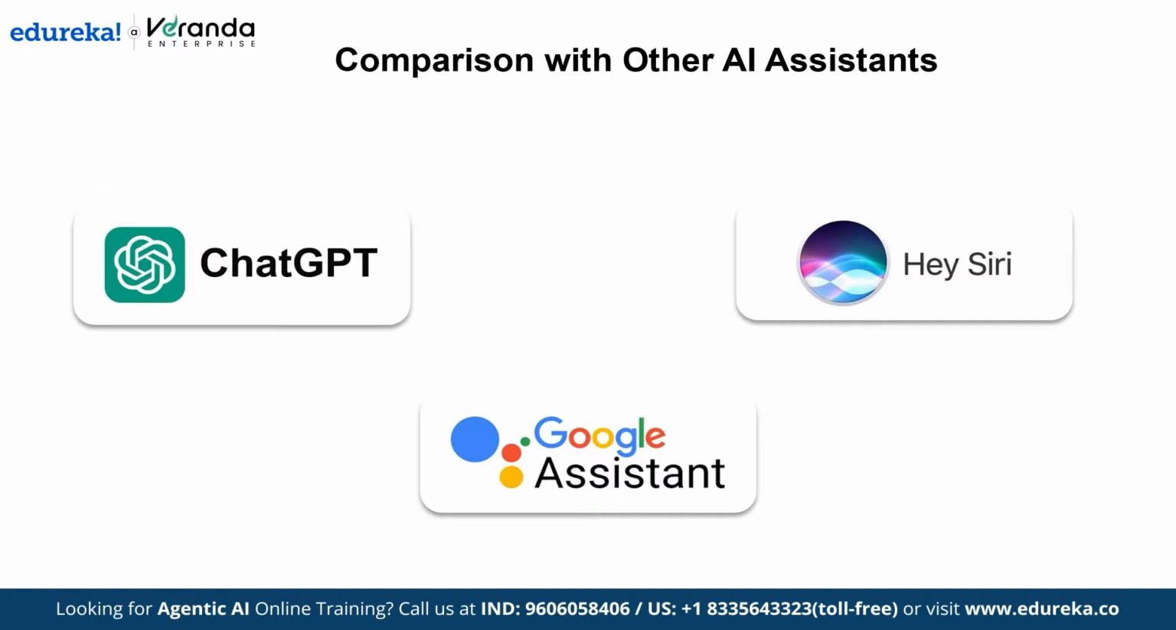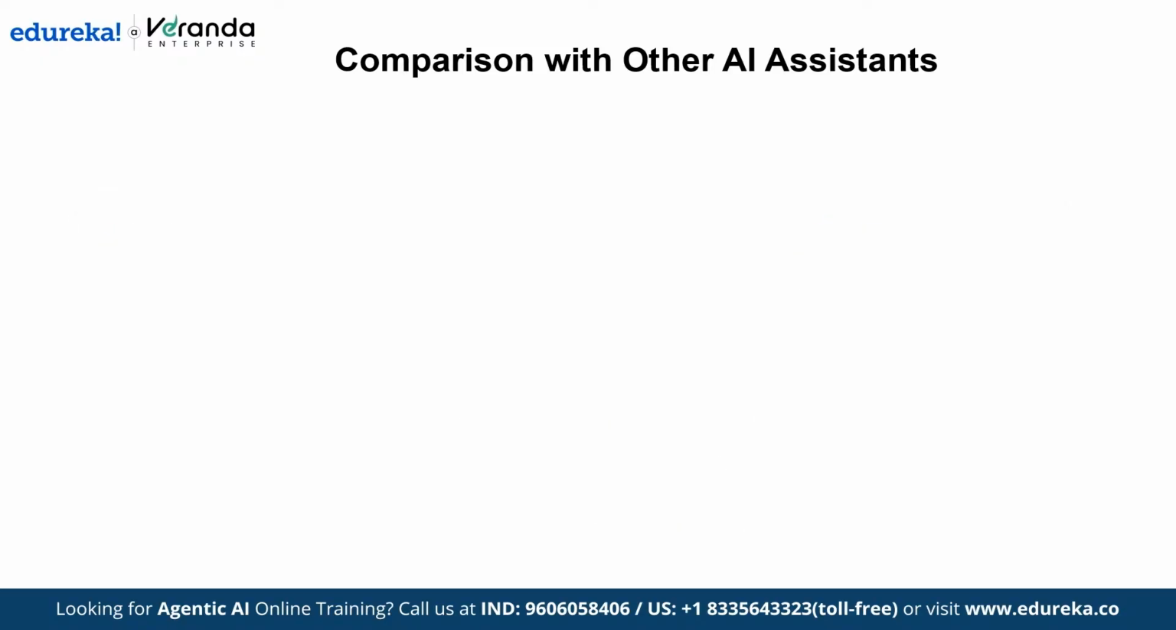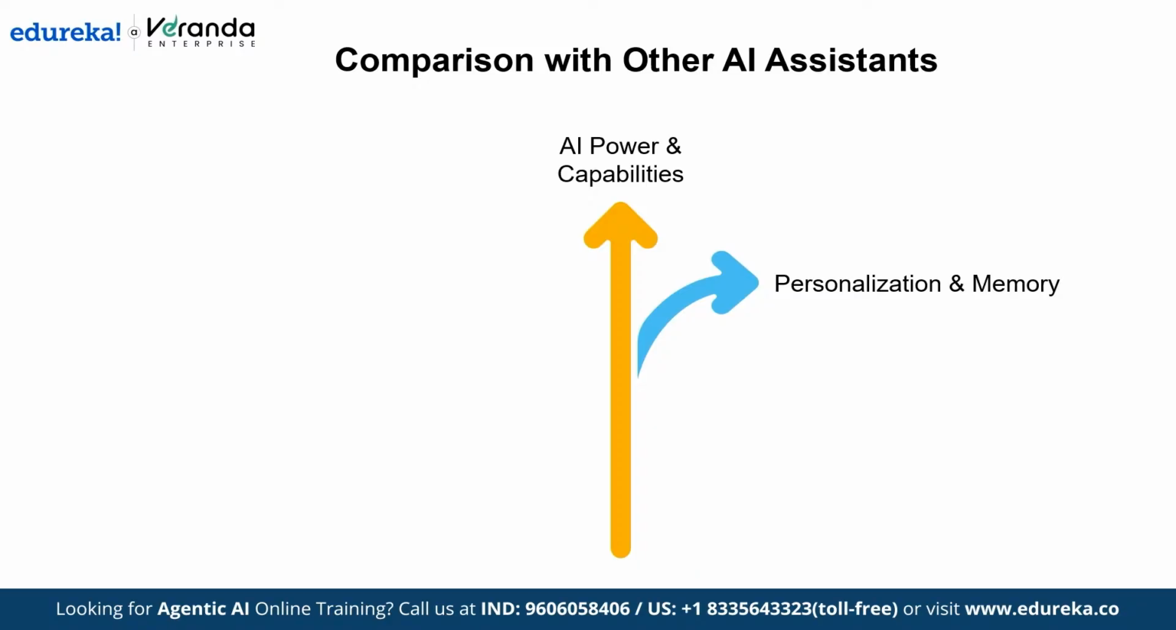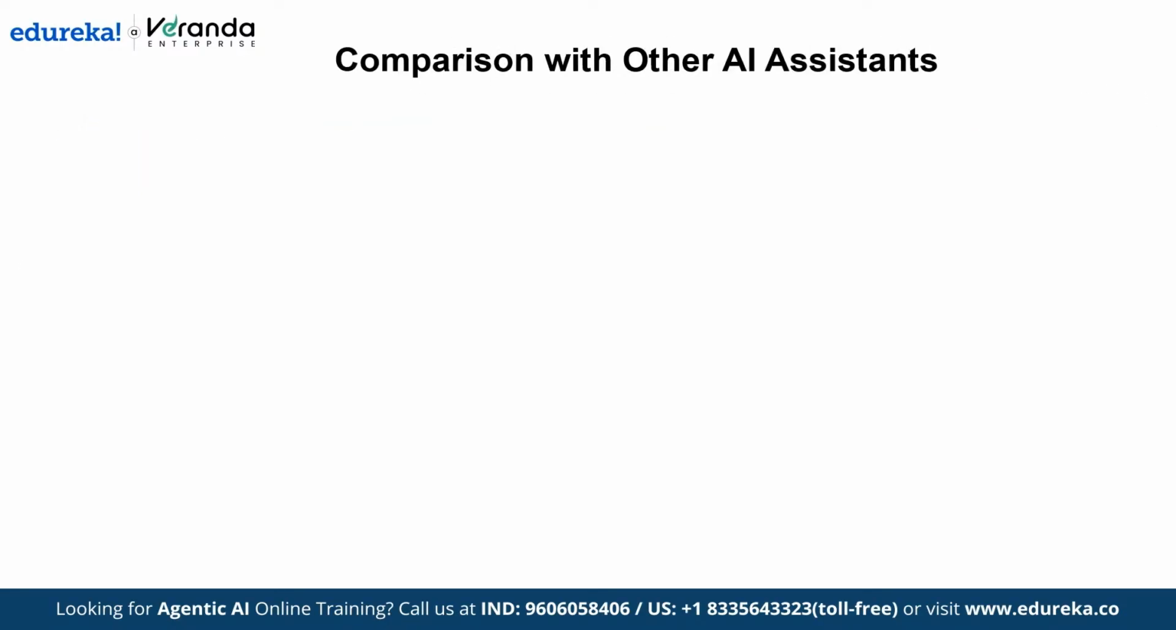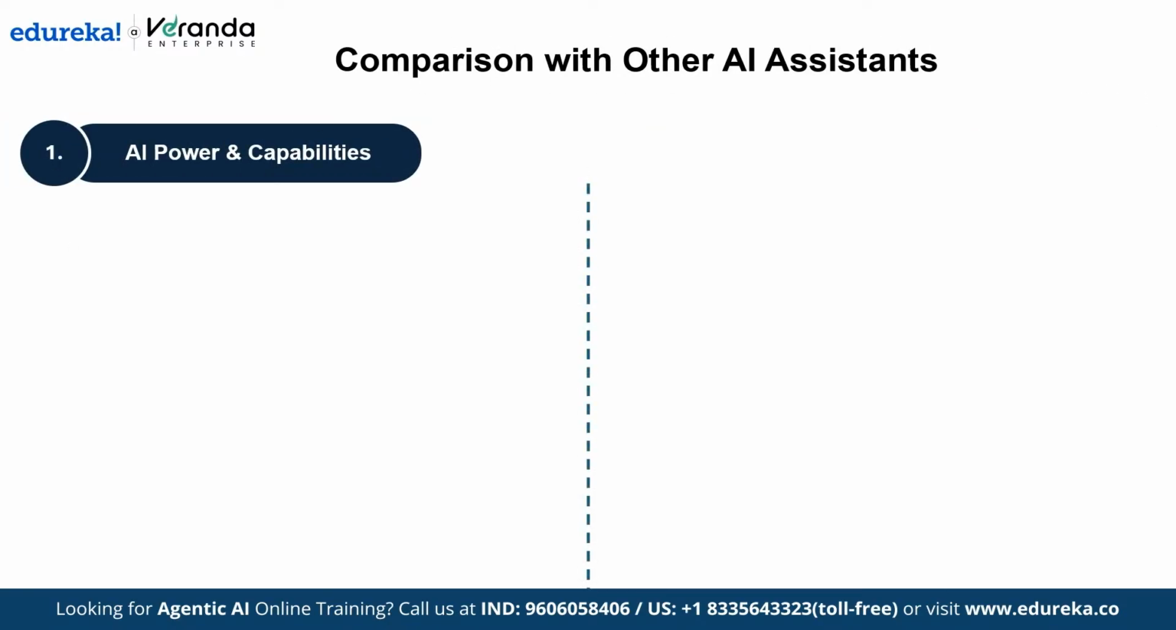So let's break it down across key aspects. We will compare them based on 5 key factors: AI-powered capabilities, personalization and memory, then proactive and autonomous tasks. Next is the ecosystem and third-party integration, and finally conversational abilities. So first, let us compare AI-powered capabilities. How powerful is the AI behind each assistant?